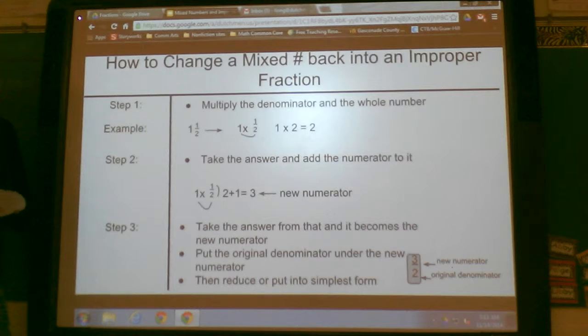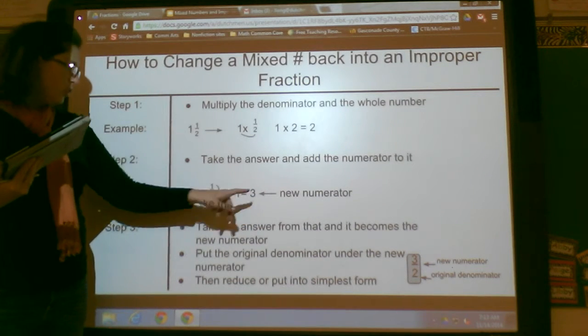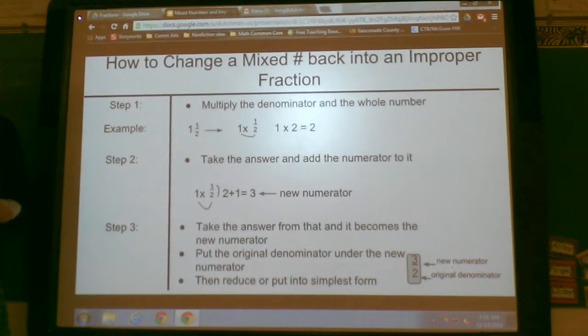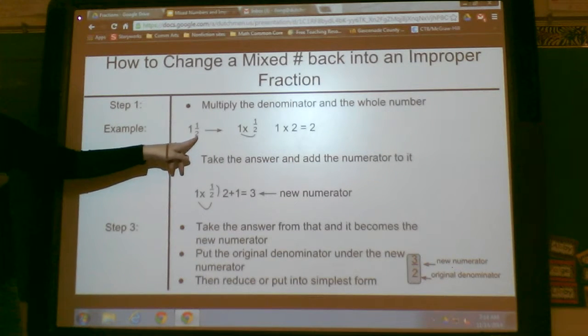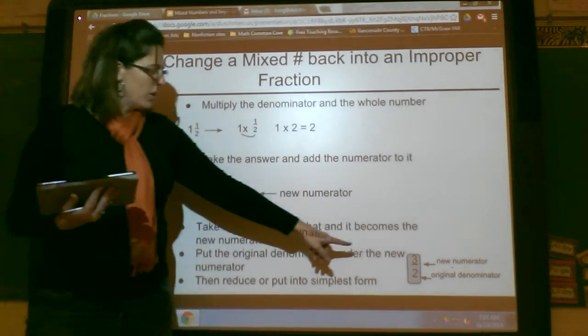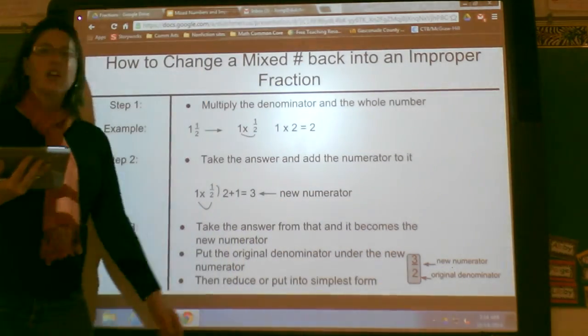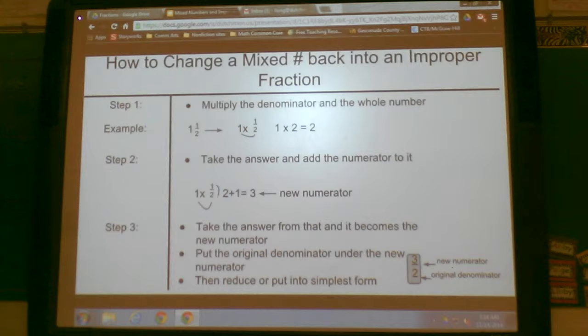You're going to take that answer and it becomes the new numerator. So this is our new numerator. And we're going to put the original denominator under that numerator. So our original denominator is 2. So we have 3 halves as our improper fraction.